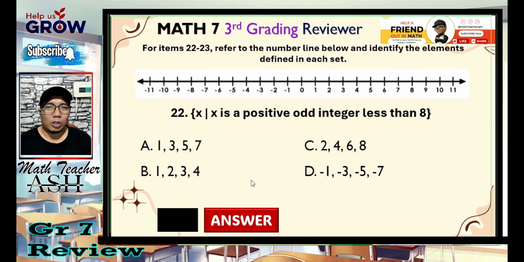For items 22 to 23, refer to the number line below and identify the elements defined in each set. The set of x such that x is a positive odd integer less than 8. Is it A, 1, 3, 5, 7? B, 1, 2, 3, and 4. C, 2, 4, 6, and 8. D, negative 1, negative 3, negative 5, and negative 7. I'll give you 5 seconds to think about your answer.